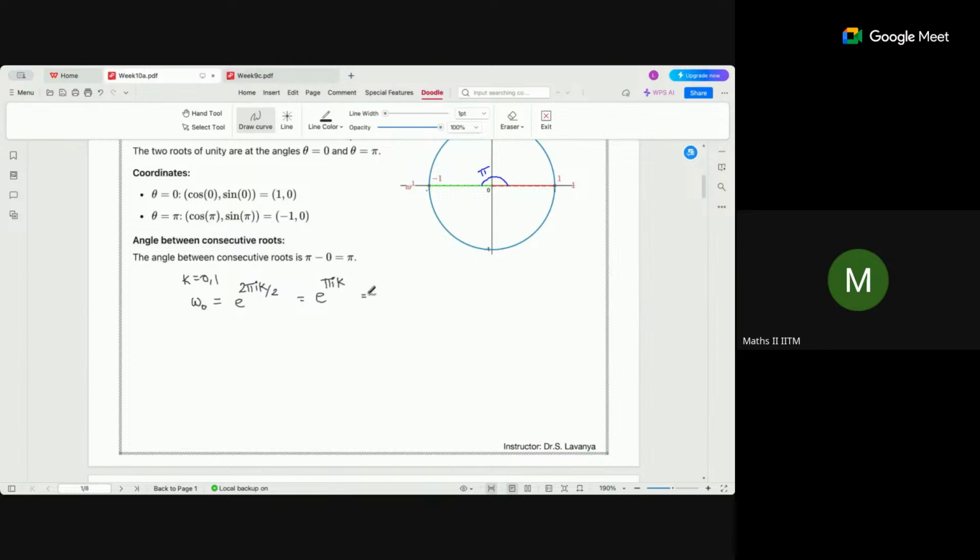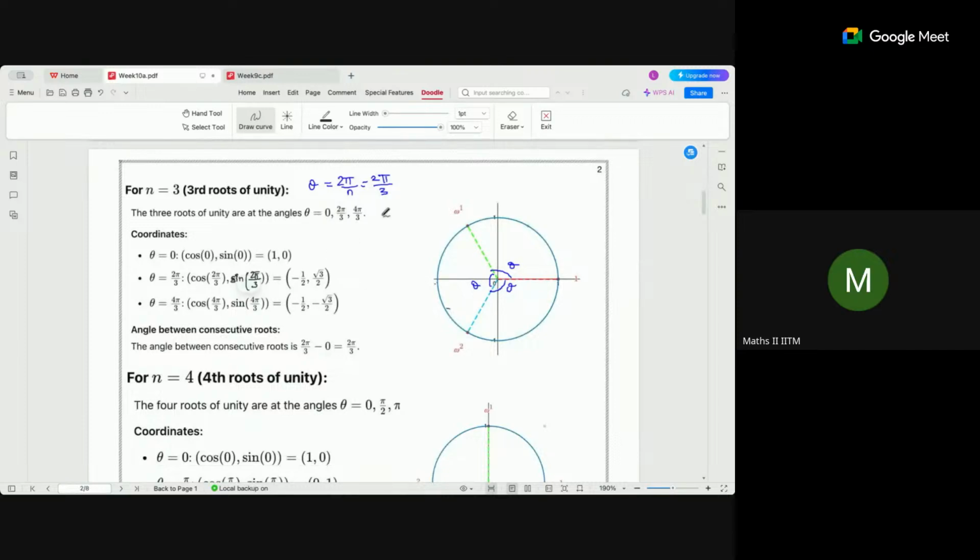So k is 0 here. It means you will have cos 0 plus i sin 0. The coordinates are given by cos 0, sin 0, okay, which is (1, 0). You see how we are getting this 0 here? Okay, because k is equal to 0, and then when k is equal to 1, you have cos pi, sin pi.